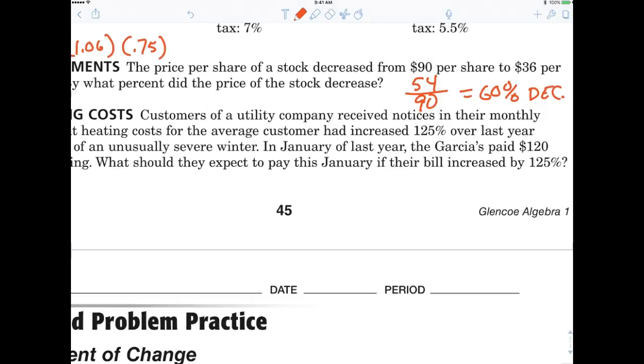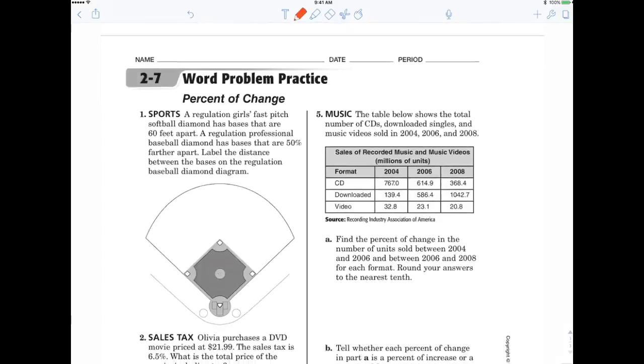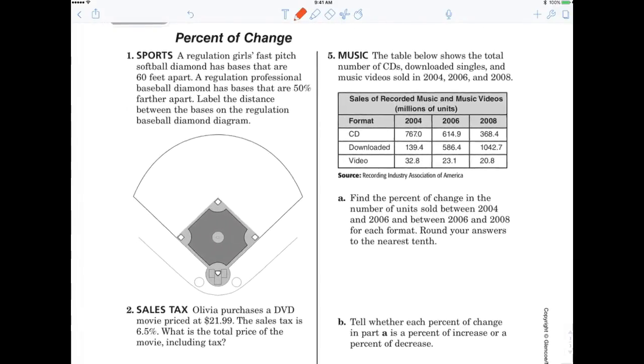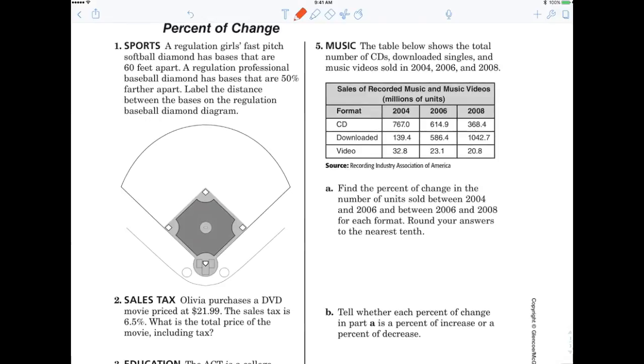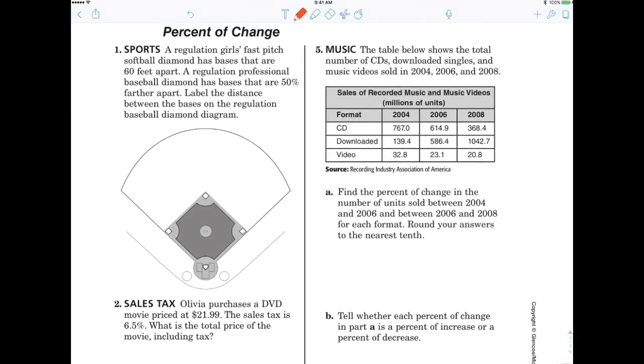Simple formula, guys. Simple formula. All right? Now I'm going to look down here at the word problems. Let's take a look at number 1. It says, a regulation girls fast-pitch softball diamond has bases that are 60 feet apart. A regulation professional baseball diamond has bases that are 50% farther apart. So if it's 50% farther, what would I do? It would be 90 feet.